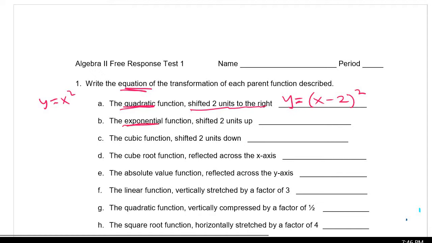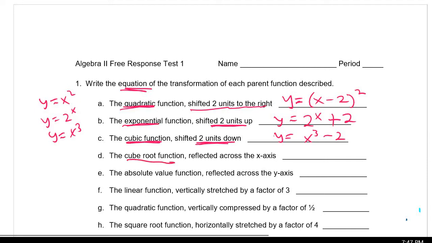For an exponential function, you know the parent function is y equals 2 to the power of x, and it's shifted 2 units up. So you just need to write the parent function and then shifted 2 units up. If it's a cubic function, you know it's like this, x cubed, and it's shifted 2 units down. So you write the parent function, cubic function, and 2 units down.